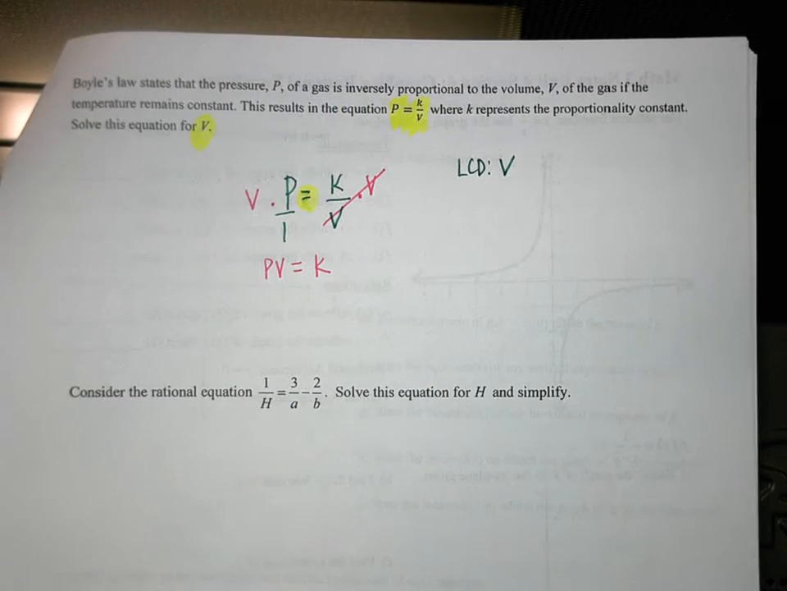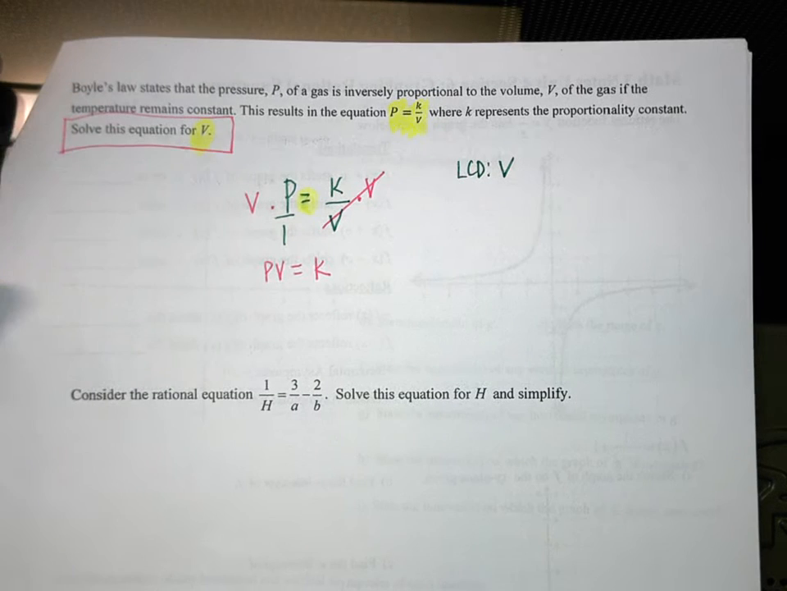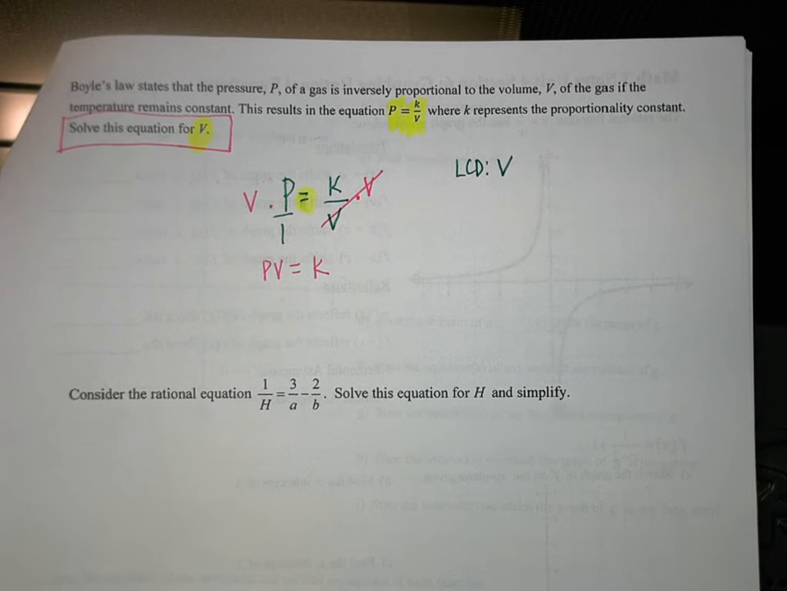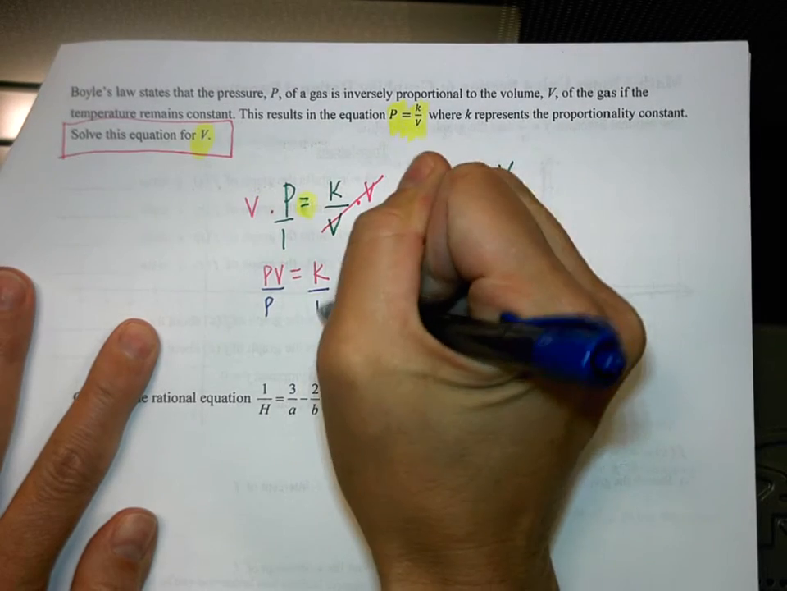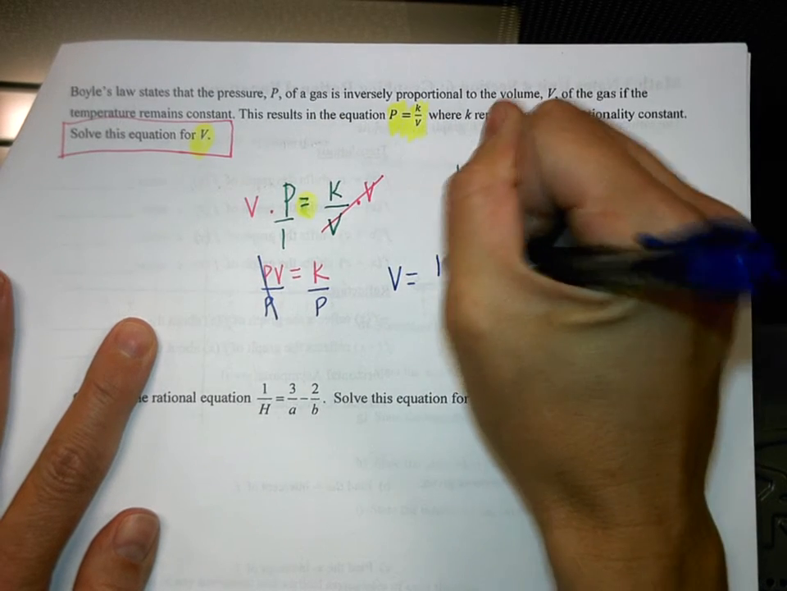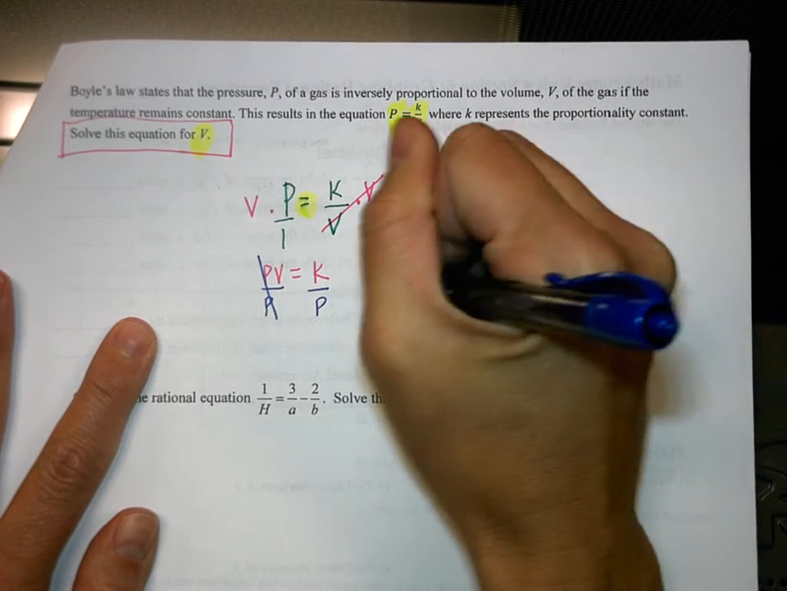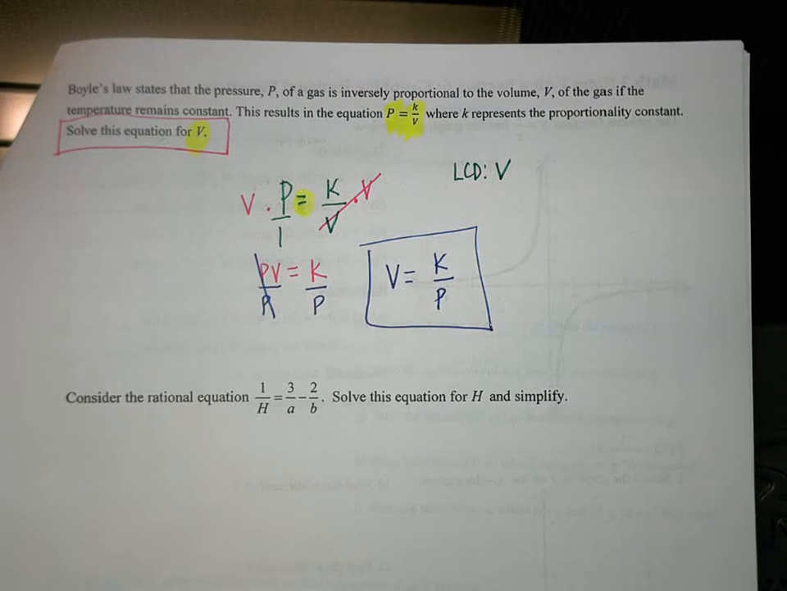Now, always look back at what the question is. It says to solve the equation for V. How do I get V by itself? What do I need to do next? Good. Divide by P to both sides. And so my answer is V equals K divided by P. Is that okay? We're almost done.